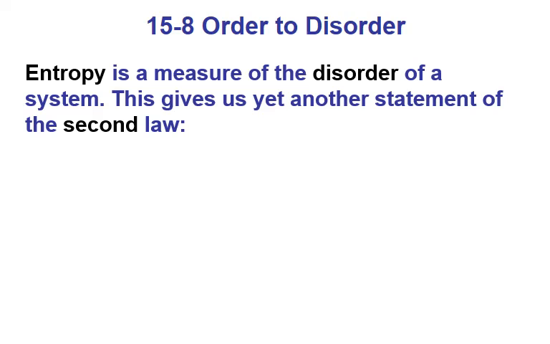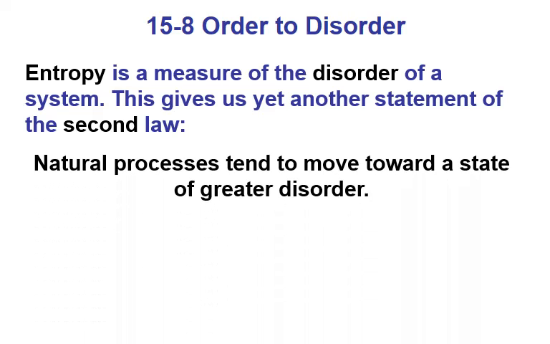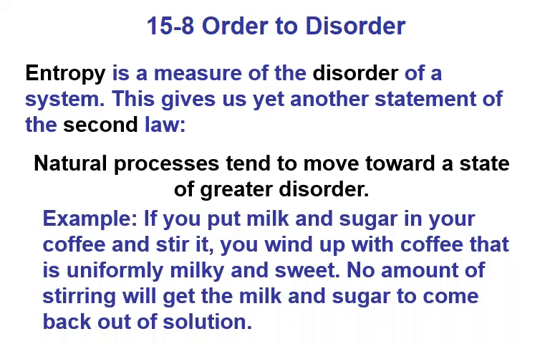When we look at entropy, entropy is a measure of a system's disorder. It's another way to look at the second law. All natural processes tend to move towards a state of greater disorder. And so we see that everywhere in nature. If we put milk and sugar in the coffee, we're never going to get it out like it was before. Similar to that situation that we looked at with the glass or the egg, always going from order to disorder.